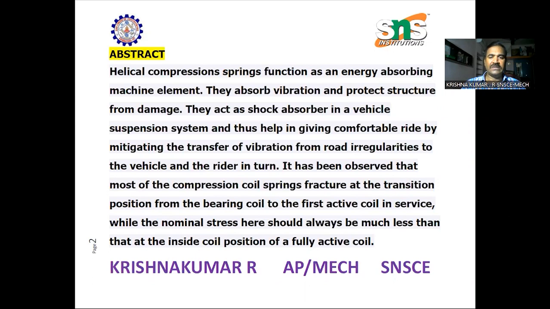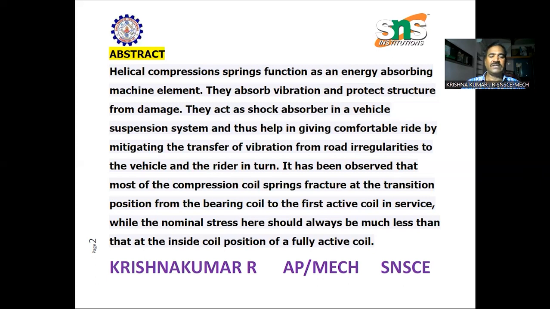They act as a shock absorber in a vehicle suspension system and thus help in giving a comfortable ride by mitigating the transfer of vibration from road irregularities to the vehicle and the rider in turn. It has been observed that most compression coil springs fracture at the transition position from the bearing coil to the first active coil in service.